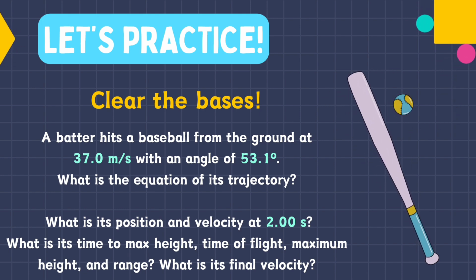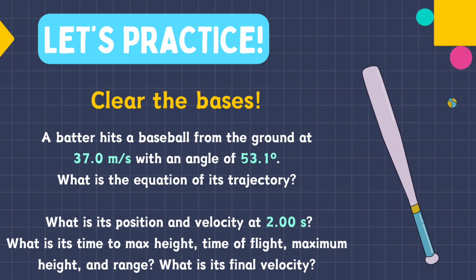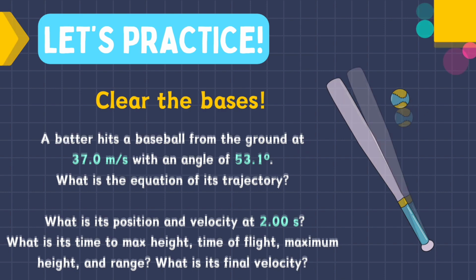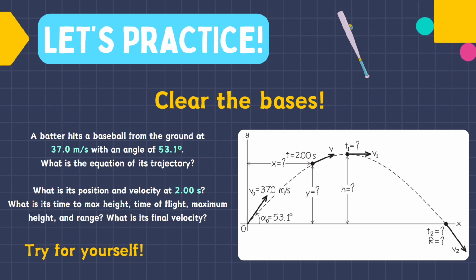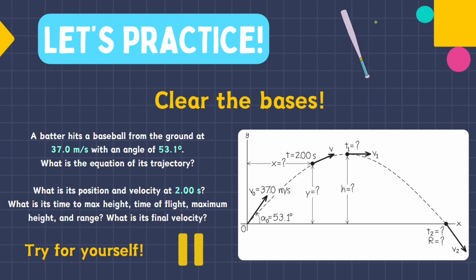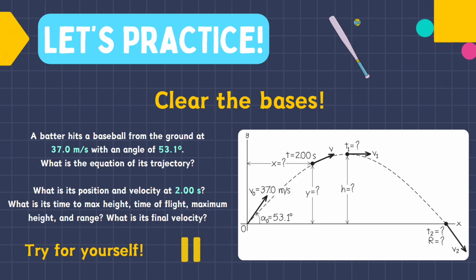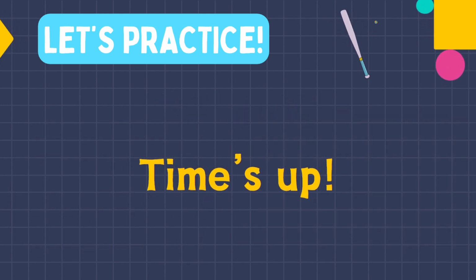What is its position and velocity at 2 seconds? What is its time to max height, time of flight, maximum height, and range? What is its final velocity? This is the diagram for our problem, and note that we assume x naught equals y naught equals 0. I encourage you to pause the video and try this for yourself. I will leave a pause of about 5 seconds before discussing the solution. And time's up.